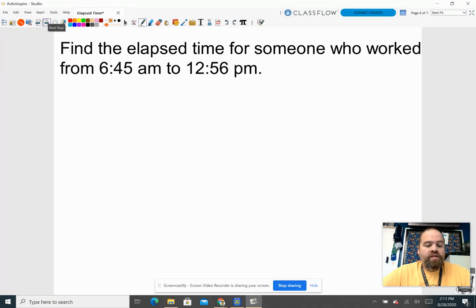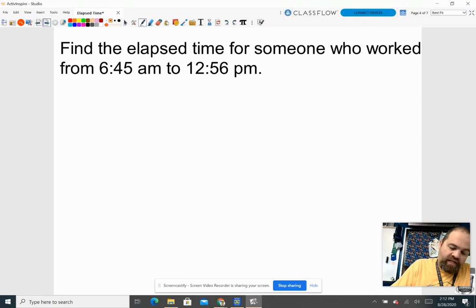All right, same scenario. I took away the template. So we're working from 6:45 a.m. to 12:56 p.m. Once you hit 12 o'clock, whether it's 12 o'clock noon or 12 o'clock midnight, your AM/PM switches over. So they work from 6:45 in the morning until 12:56 in the afternoon.